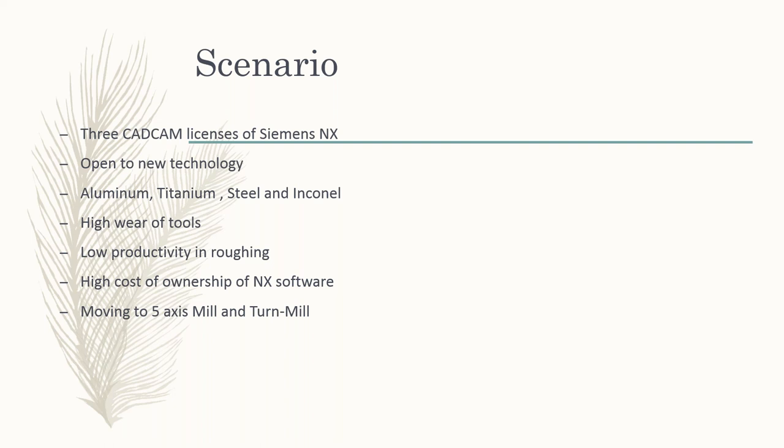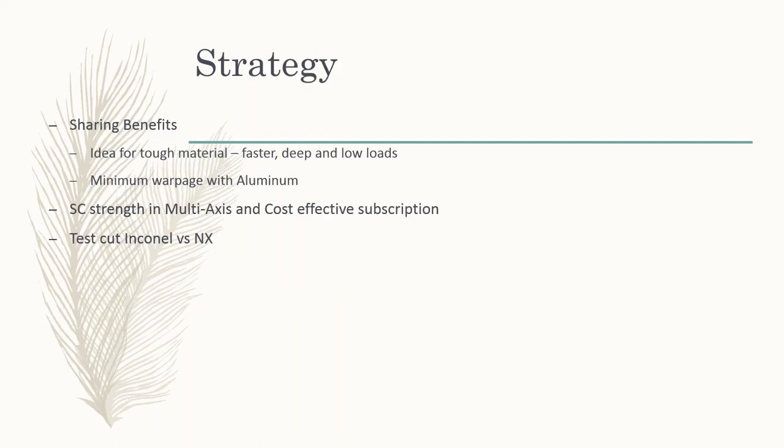At the same time, we understood they were moving to 5-axis and milling, and really UG is not that strong in that area. So what did we do? We shared the idea for tough material: we can do faster, deeper, with lower loads. We showed them that with the same tool, we could cut 3 pieces. After 1 hour, the same tool was still sharp, whereas they would have changed 6 tools.